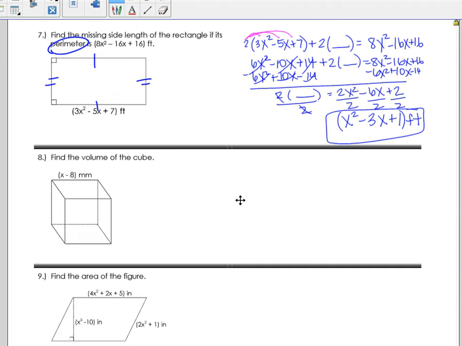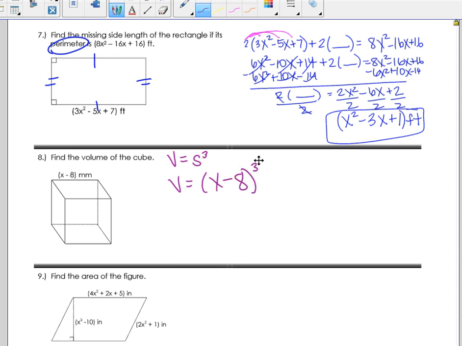All right, for number 8, this is asking for the volume of a cube. So remember we talked about in the front, volume is s cubed, because they're all the same. So if one side is x plus 8, they're all x plus 8. So volume in this case is going to be x minus, I'm sorry I said plus, x minus 8 cubed.